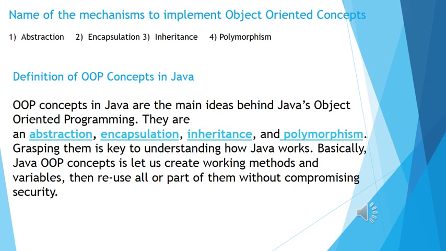The mechanisms for object-oriented concepts are abstraction, encapsulation, inheritance, and polymorphism. Basically, the Java OOP concept is that it lets us create working methods and variables, then reuse all or part of them without compromising the security. Security should not be compromised. That is the main target.